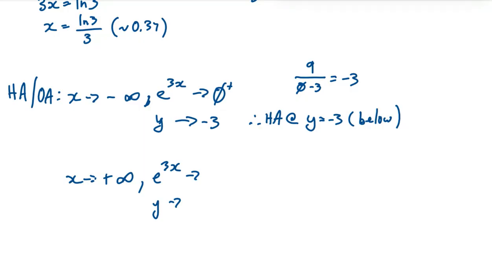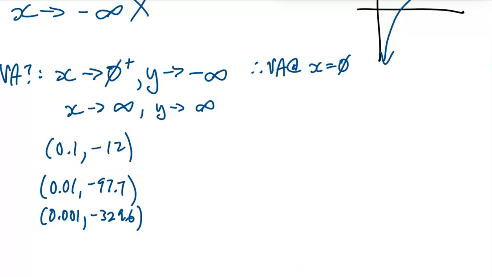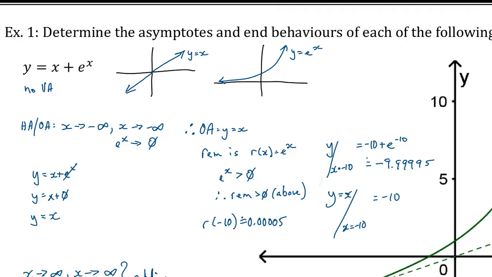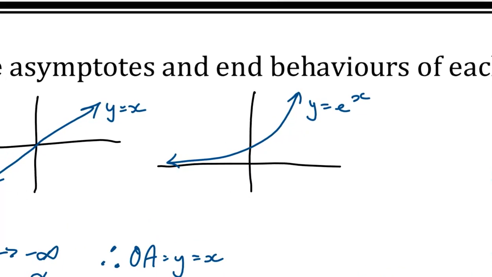How do you know that e to the x is approaching 0 from above? Well, because it's going to look like that. It's going to grow a bit faster because of the 3, but it's going to look the same.